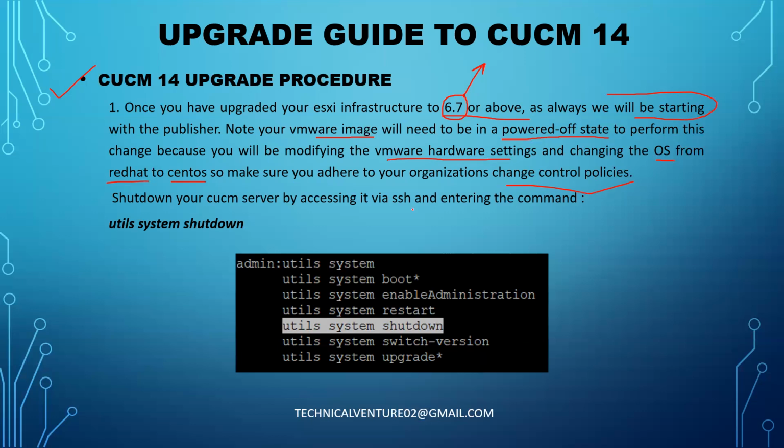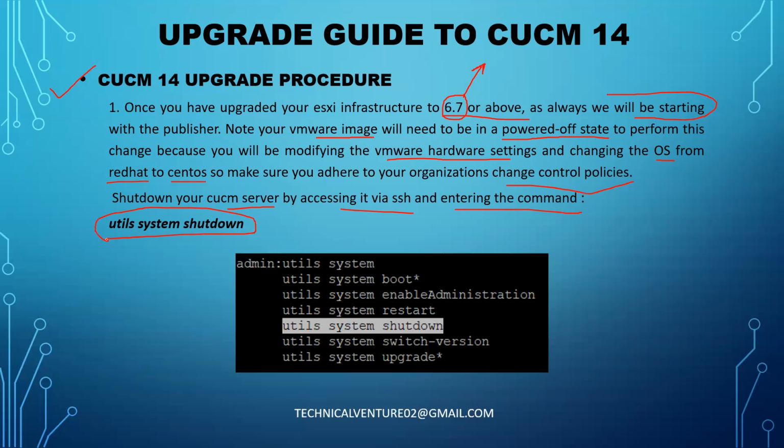So first thing, you need to shut down your CUCM server by accessing it via SSH and entering the command. You can go to your CLI, go to PuTTY, enter the CUCM IP address details, do it as an SSH and login. It will ask for your username and password. You can just enter it. And then you need to put this command, utils system shutdown.